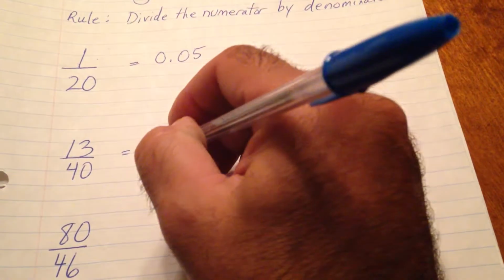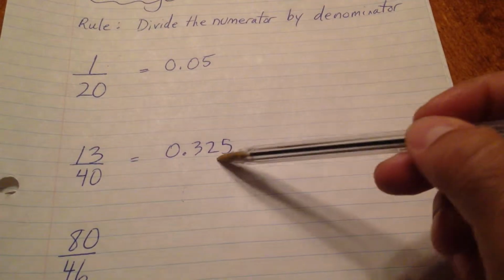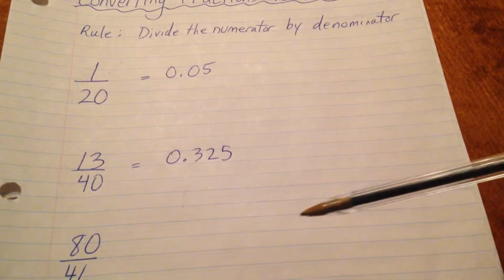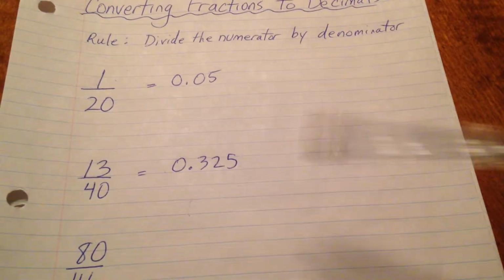Next one, if you follow the rule, you take the 13 and you divide that by 40. And that works out to be 0.325. Students don't need to round it off to the 10th or 100th. If it's a short decimal like that, they should keep all those numbers.